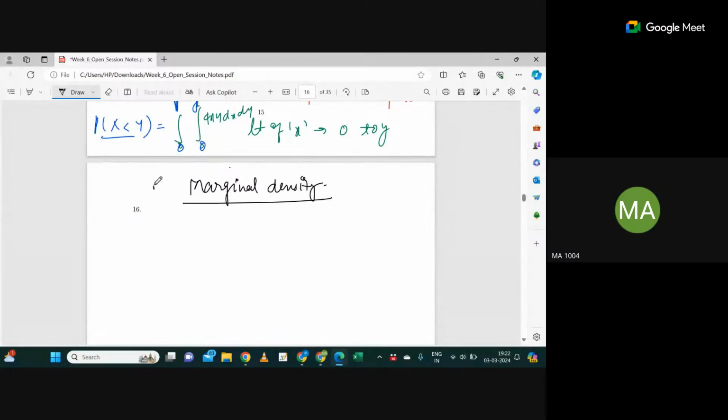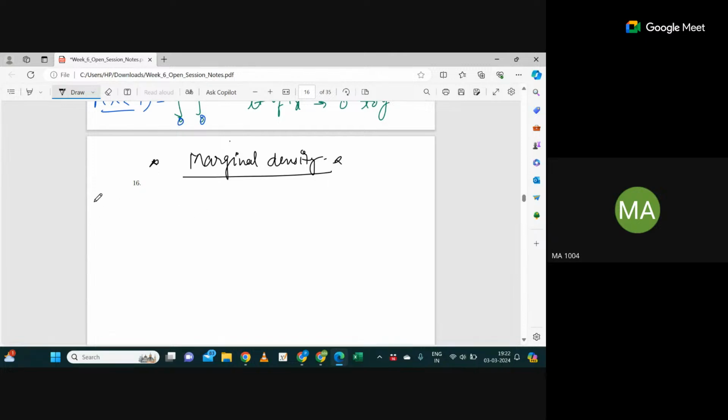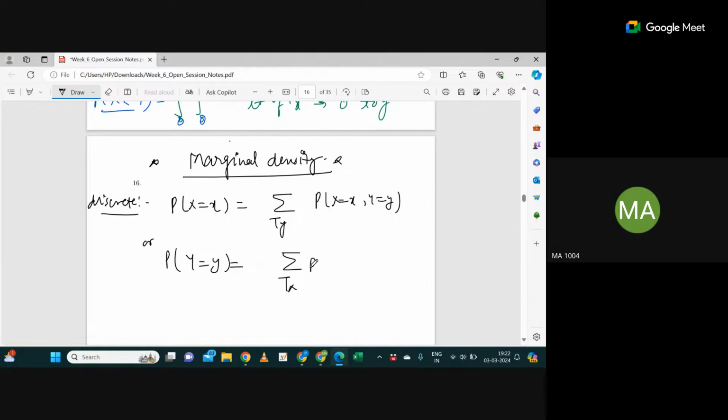So the next topic is marginal density. We have seen it in the case of discrete. If I have to calculate the marginal density for x, I had to sum the joint PMF of x and y throughout the range of y. If I want the marginal PMF of y, I had to add the joint PMF throughout the range of x, right? This is something we did in the discrete case.